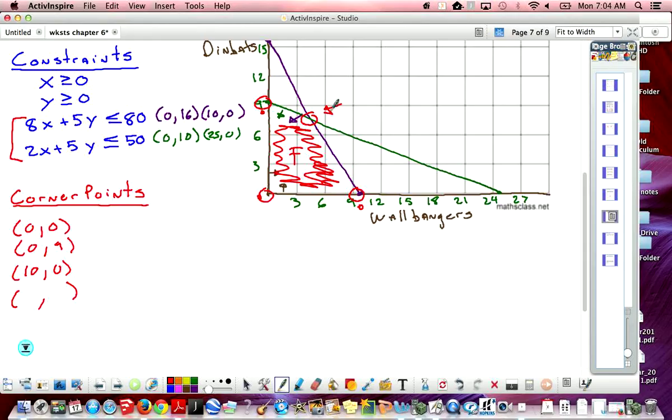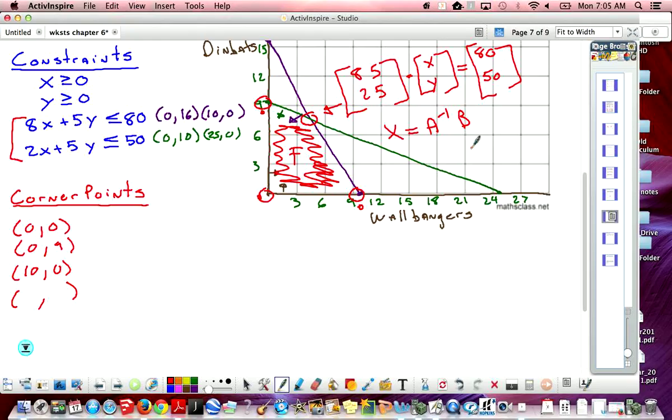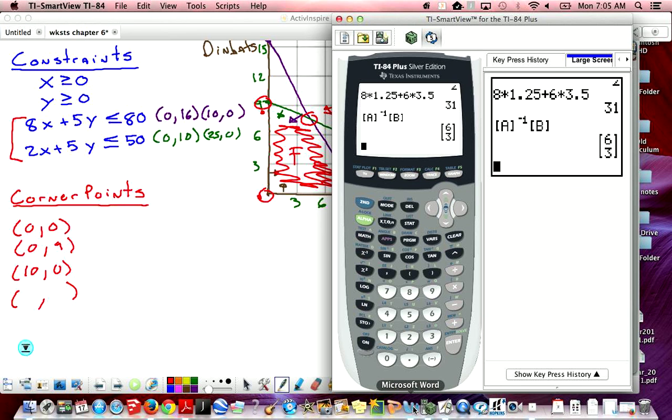Now the last one, again, is the intersection between my two inequalities. So I'm going to use matrices to solve these. So the matrix 8, 5, 2, 5 times x, y equals 80, 50. So I'm going to go A inverse B to get my x matrix. That's going to tell me what x, y is equal to. So let's enter those in.